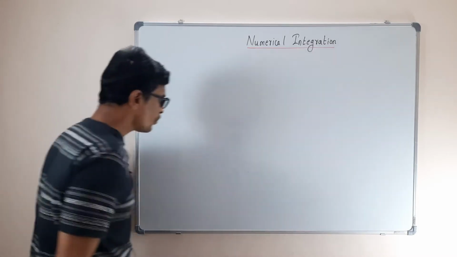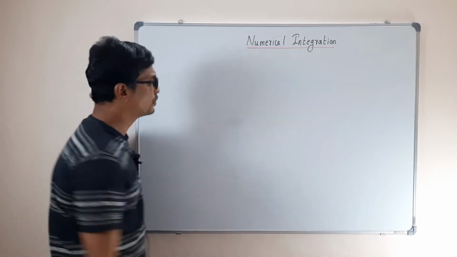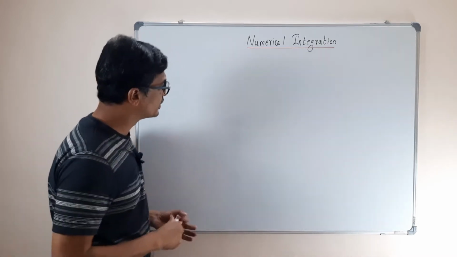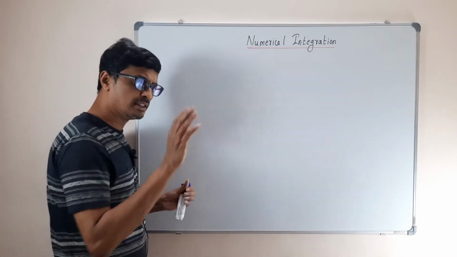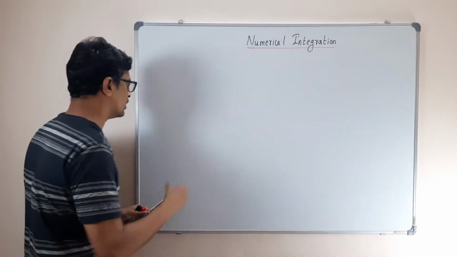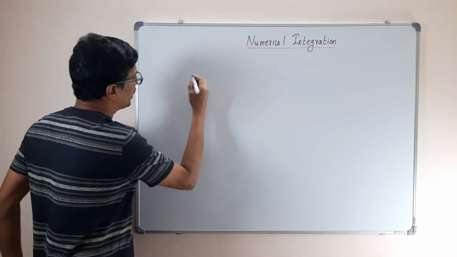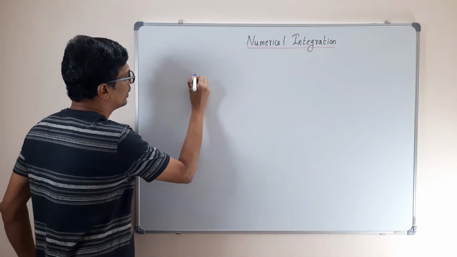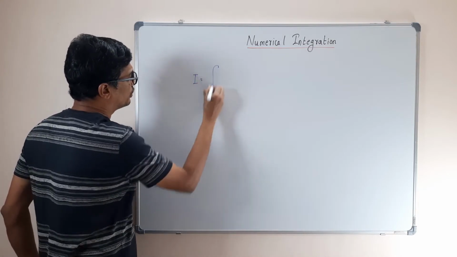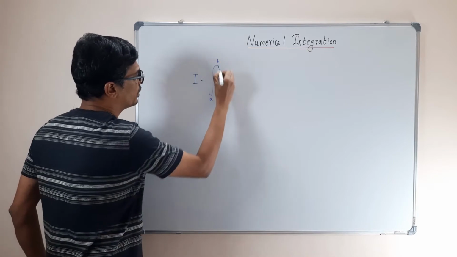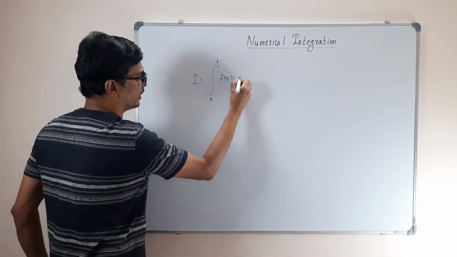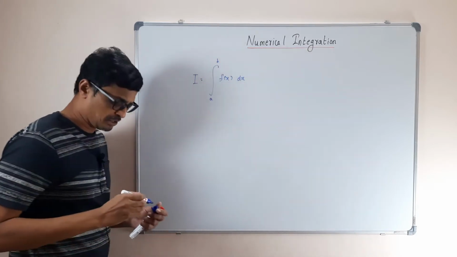Fine. So now how are we going to perform this integration numerically? This is more or less connected to our earlier lecture on interpolation. So we have an integration, let us say I equals the integral from a to b of f of x dx. f of x is some function.